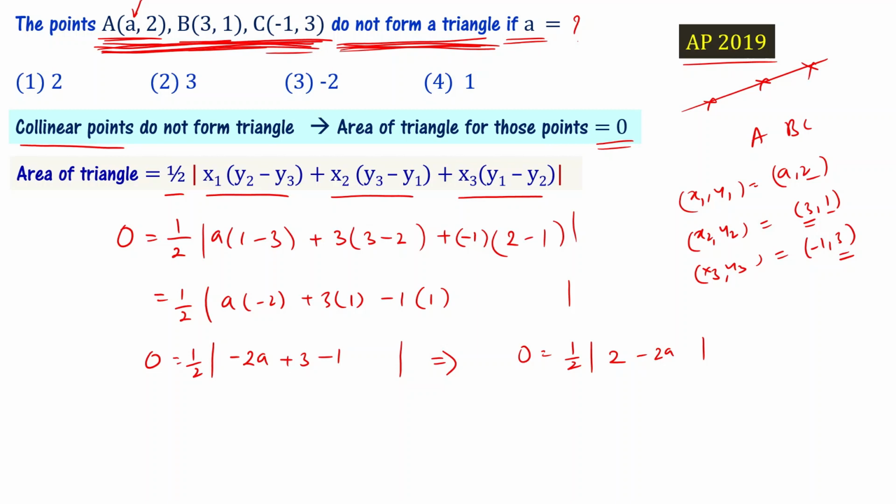రైట్? ఈ హాఫ్లో 2ని ఇటు పక్క తీసుకొచ్చేసాం అనుకోండి, ఇప్పుడు ఏమని రాయొచ్చు? 0 equal to modulus of 2 minus 2a. 2 minus 2a equal to 0, అంటే 2a equal to 2 and a equal to 2/2, that is equal to 1, right? So choice 4 is the right answer. Understood? What is the value of small a? Number 1, that is choice 4.